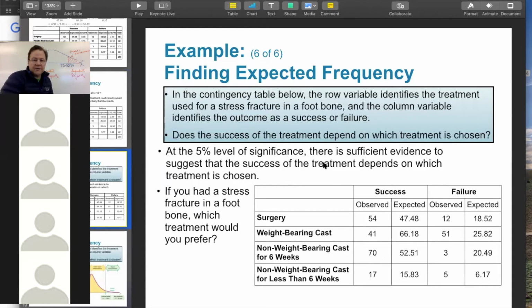So yeah, at the 5% level of significance, there is sufficient evidence to suggest that the success of the treatment depends on which treatment is chosen, because this is clearly smaller than 0.05. And if you had a stress fracture in a foot bone, which treatment would you prefer? Well, since it depends, that's an important decision to make. If it didn't depend on the procedure, then you could just pick something more or less at random, I suppose.